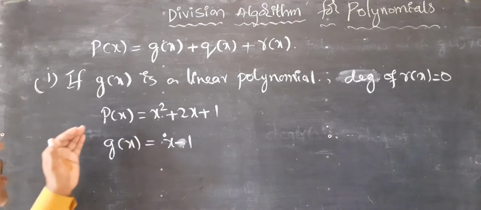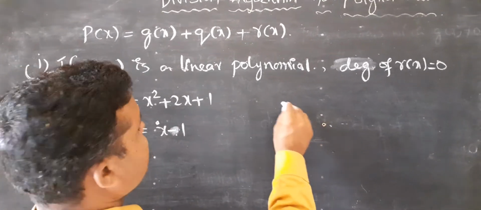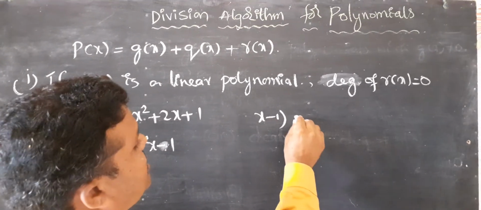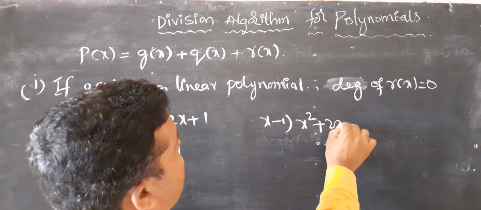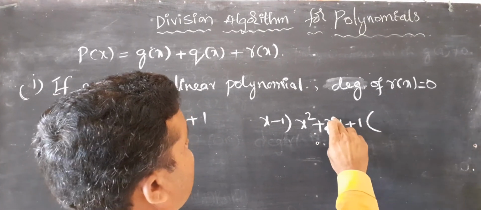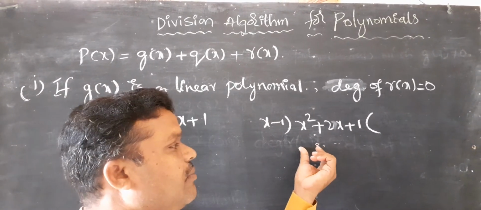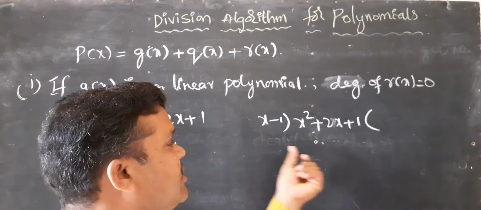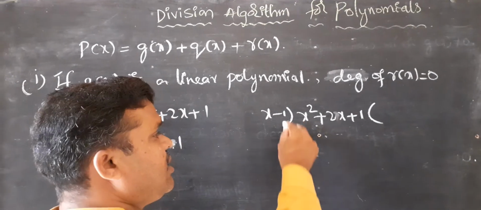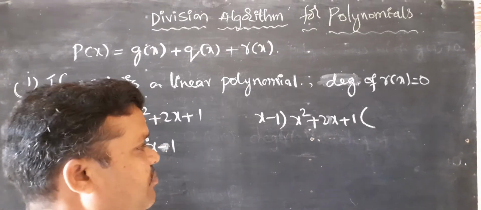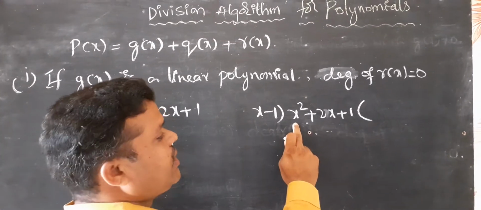Divide p of x by g of x, that is x minus 1 into x square plus 2x plus 1. Now what we are doing, x square plus 2x plus 1 is divided by x minus 1. What results are we going to get? The first term is x square.